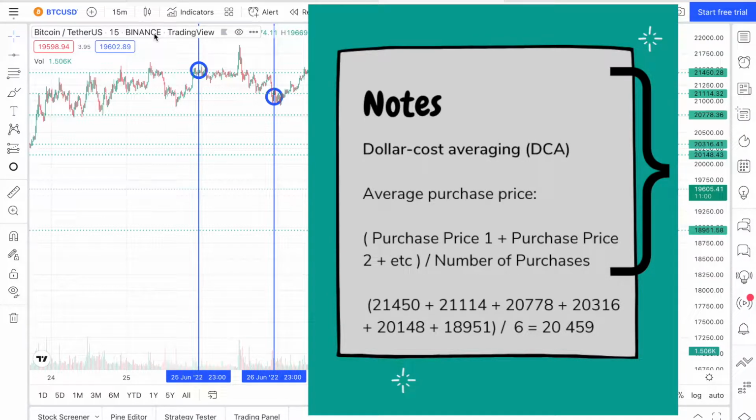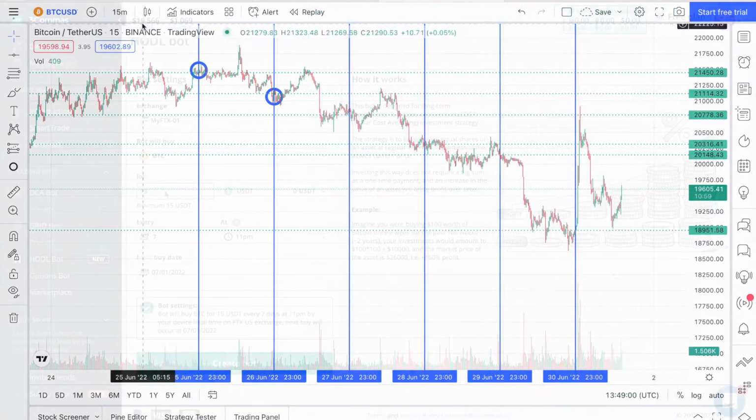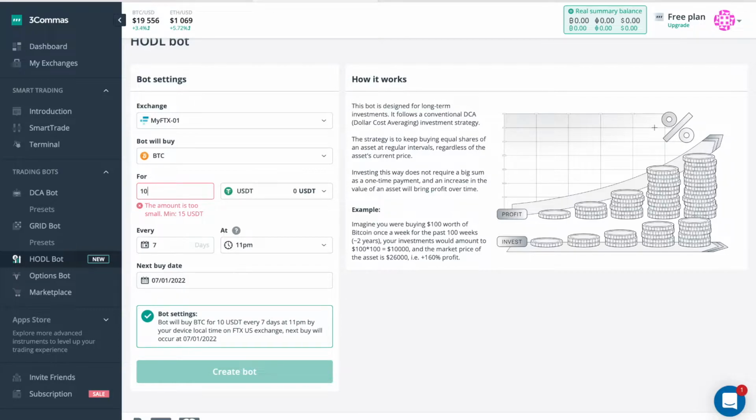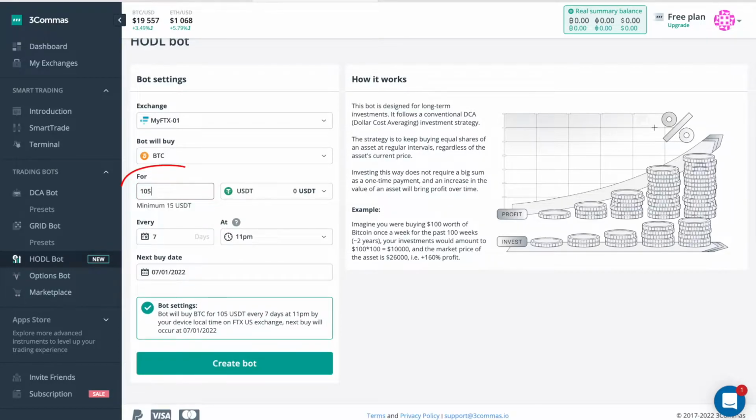In one of the future videos, I will show you how the DCA would work if you were spending a different amount of money each time. The HODL Bot, however, is designed to spend exactly the same amount with each purchase.